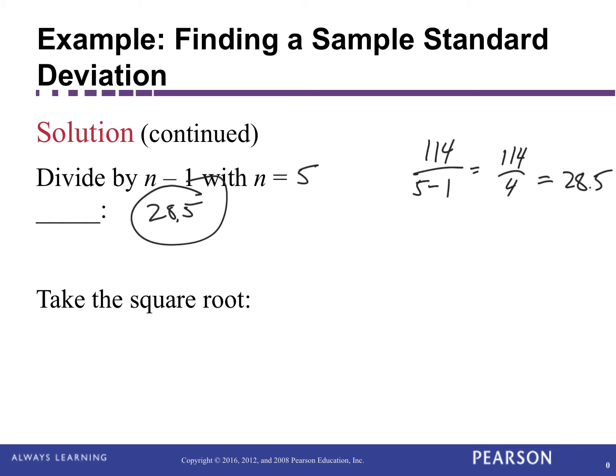Finally, we're going to take the square root of that. So the square root of 28.5 is approximately 5.34. So that represents the standard deviation for that data set.